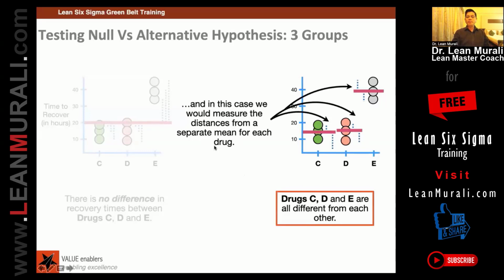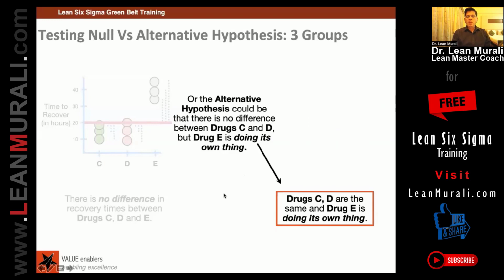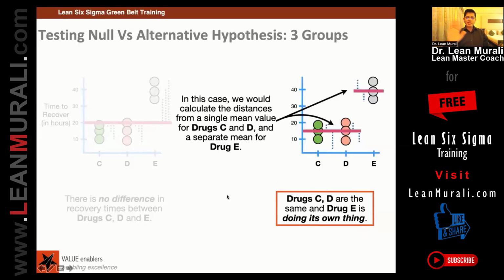So in this case, we'll try to measure the distance between separate means for each drug. Or the alternate hypothesis could be C and D are the same, but E is doing something else. Only E is different. So one of them is different from the other. Or two of them are the same and one of them is different. And those two can be anything, right? C, D or D, E or C and E. So there can be a lot of alternatives possible. But why should we specify the alternative? Because we are testing whether we are going to accept or reject the null in favor of one of the alternative hypotheses.